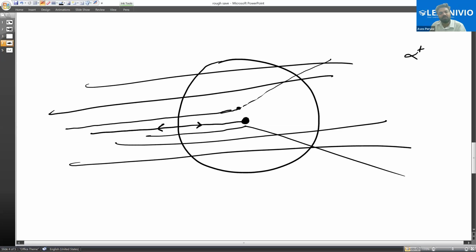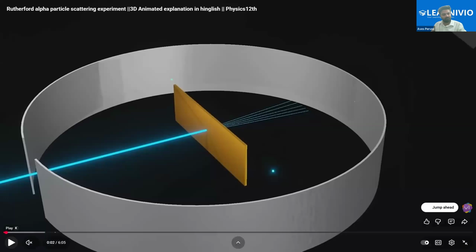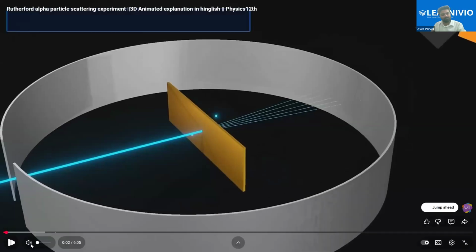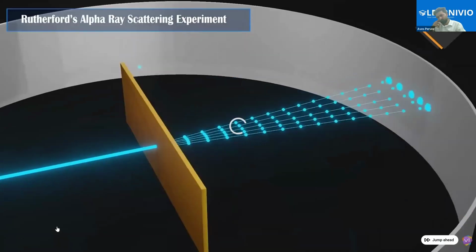Okay, let me show you this is the experiment that was given by Rutherford. The scattering experiment.